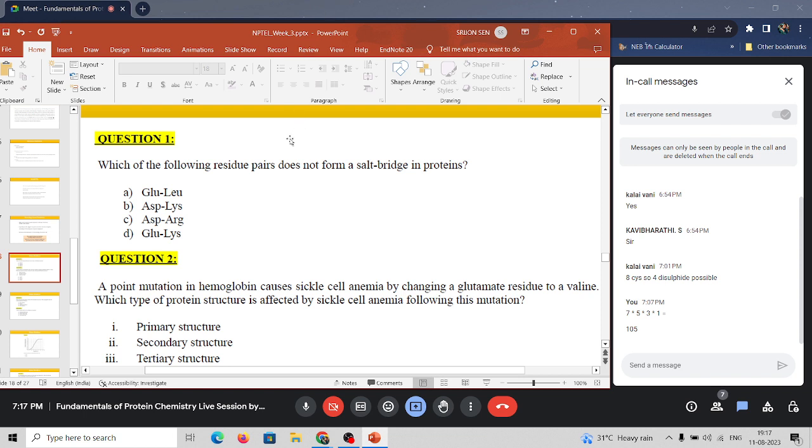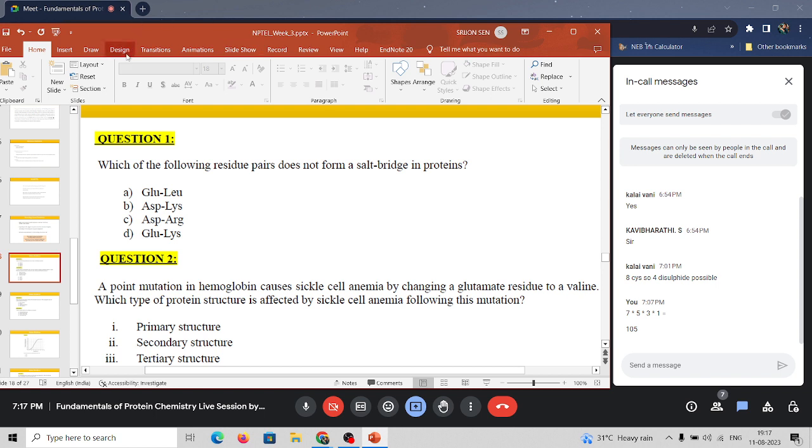Okay, so the question says, in which of the following residue pairs does not form a salt bridge in proteins? So which does not form a salt bridge? Aspartic acid and lysine, negative positive. Glutamic acid and lysine, negative positive. Aspartic acid, arginine, negative positive. So all of these three would be forming a bond.